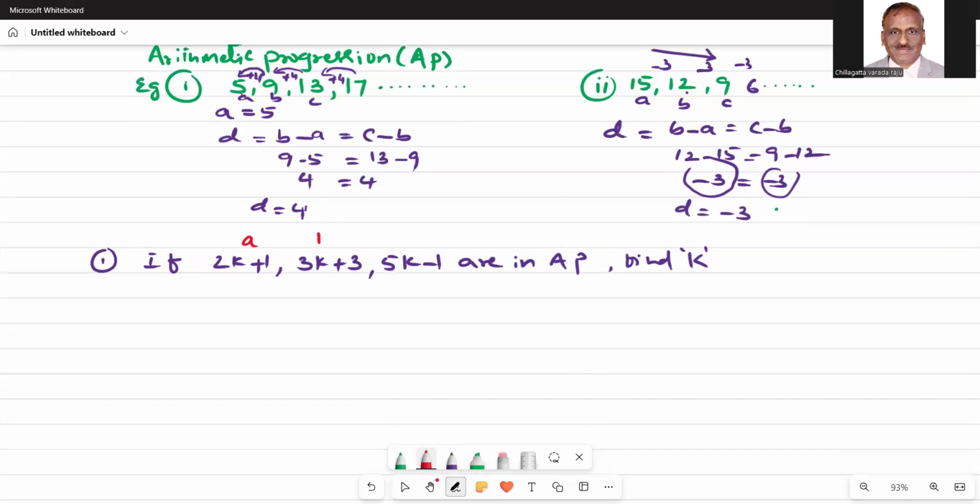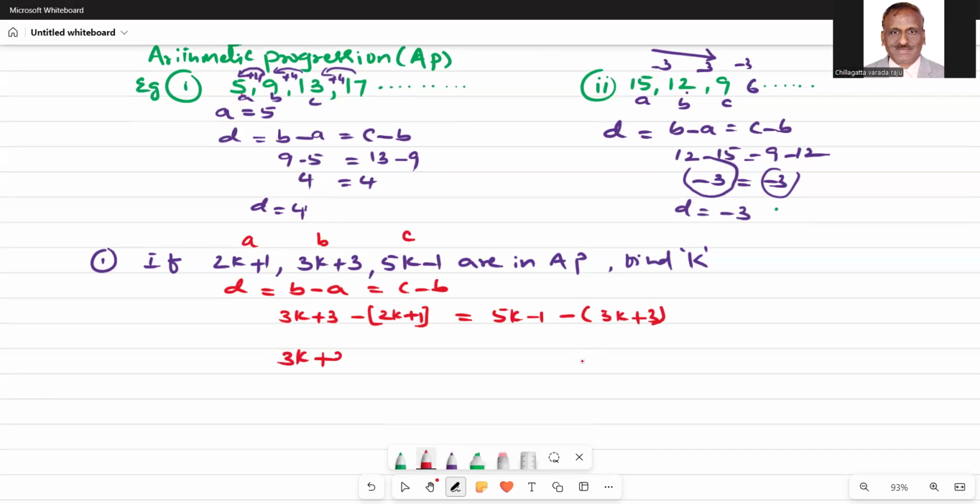Let me take these as A, B, and C. Since it is mentioned that the terms are in arithmetic progression, shall I write D is equal to B minus A is equal to C minus B? B is 3K plus 3, minus of 2K plus 1, is equal to 5K minus 1 minus of 3K plus 3. So that gives you 3K plus 3 minus 2K minus 1 is equal to 5K minus 1 minus 3K minus 3.